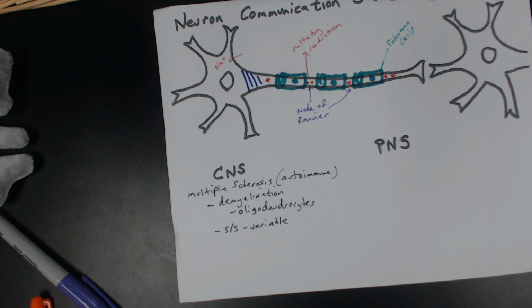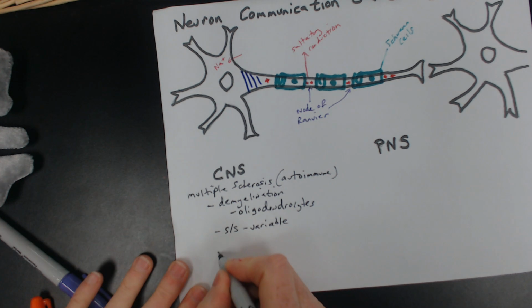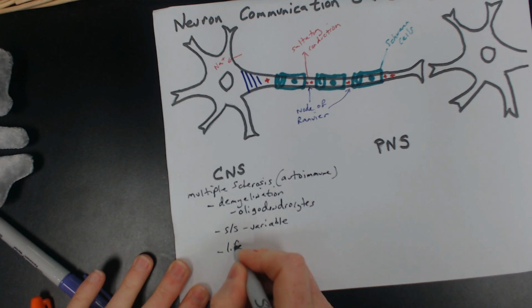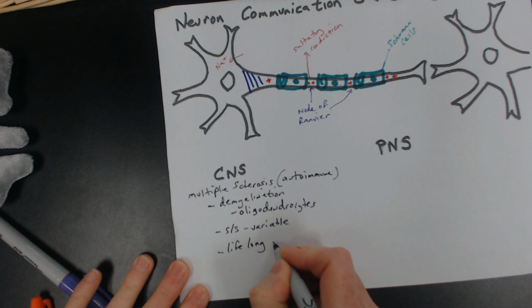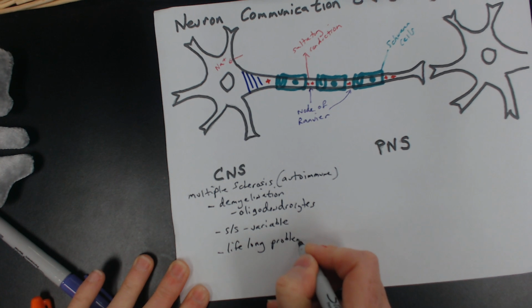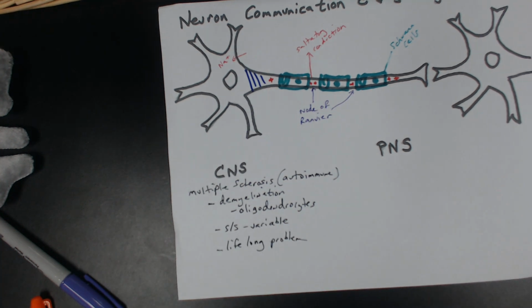So signs and symptoms are going to be variable, and for MS, this is going to be a lifelong problem for this person. In other words, once you're diagnosed with MS, you're going to have it for life. It's an autoimmune condition that we're working on lots of different treatments for, but it's going to keep getting worse over time.